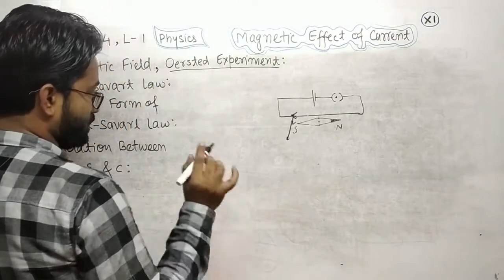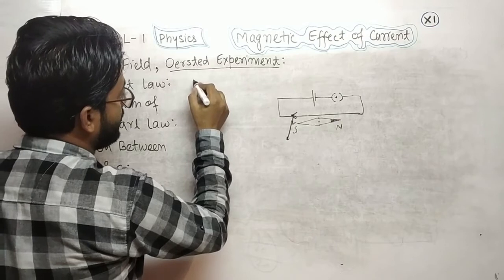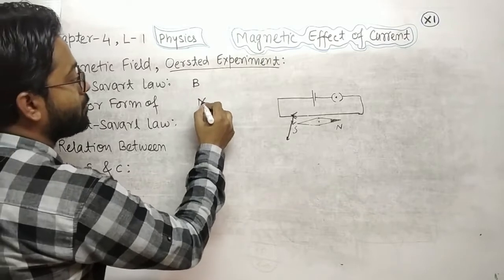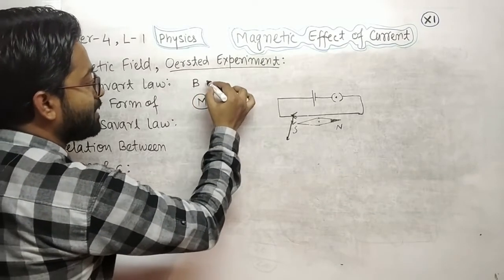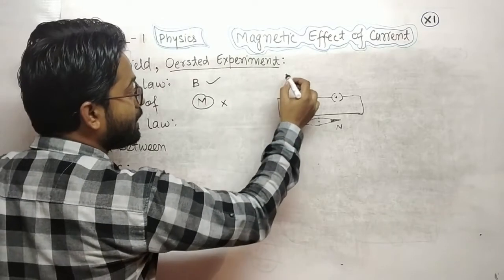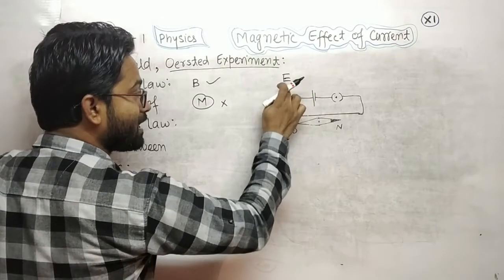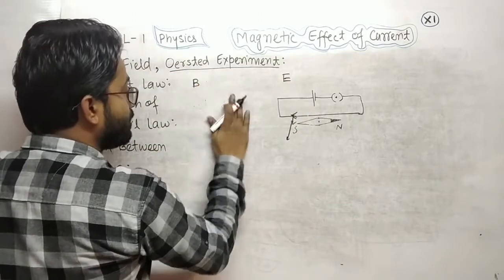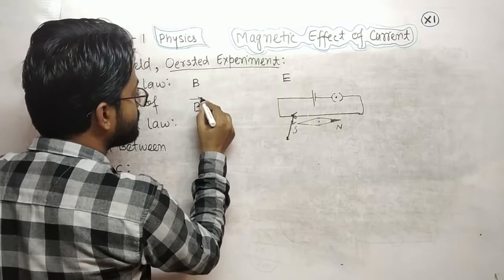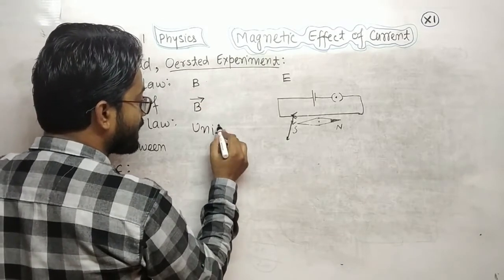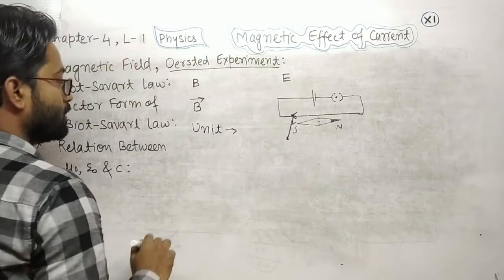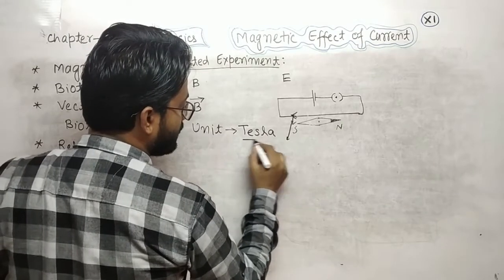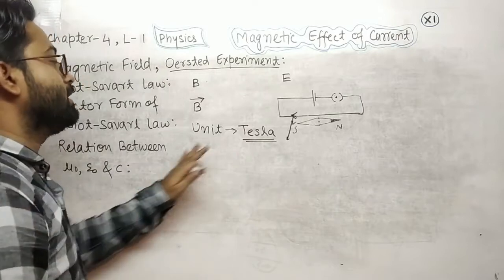First, one thing you know that magnetic field is denoted by capital B, not capital M. Magnetic field is denoted by capital B, like electric field is denoted by capital E. In vector form, you can write this is B. And unit of magnetic field is Tesla.